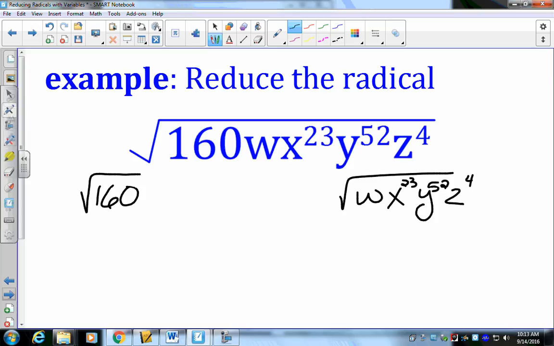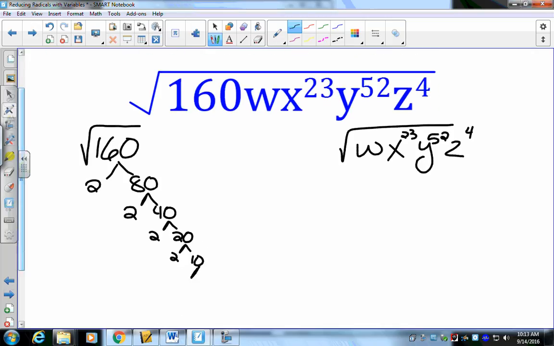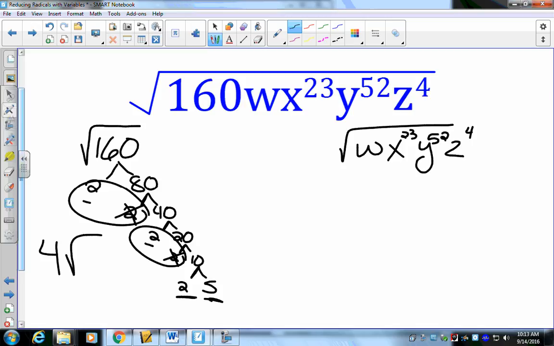Okay, so the 160, start by dividing by 2, 2, 2 keeps going, 2, and 2. All right, so what do I've got? I've got 2 2's going to the outside, so 2 times 2 is 4, and left over underneath is the 2 and the 5. So 4 radical 10 is my numbers. We'll come back to that.